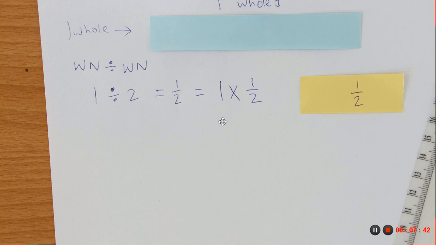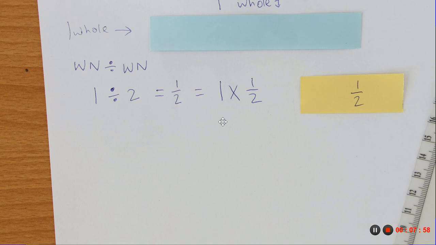I only place half there. I only want to see the answer. Is this okay? 1 divided by 2. Can you understand, right? Is equals to 1 times half. Is it okay? Okay.